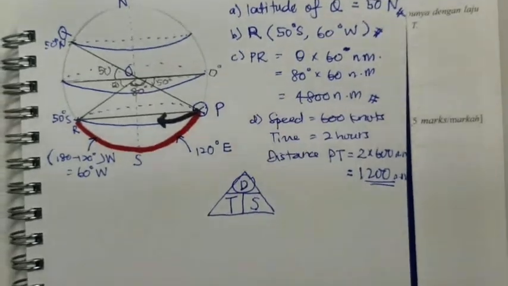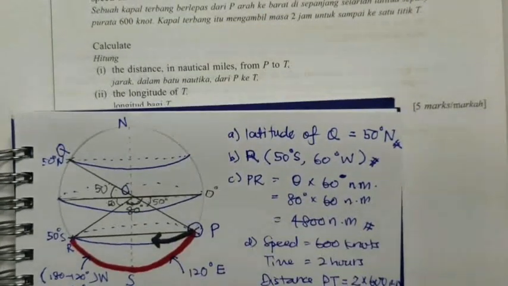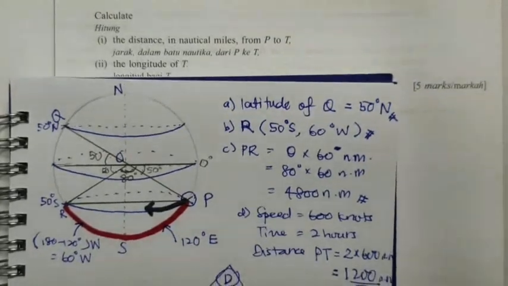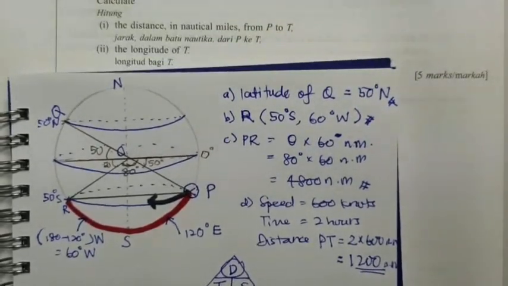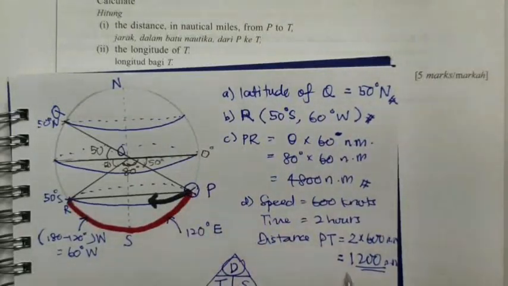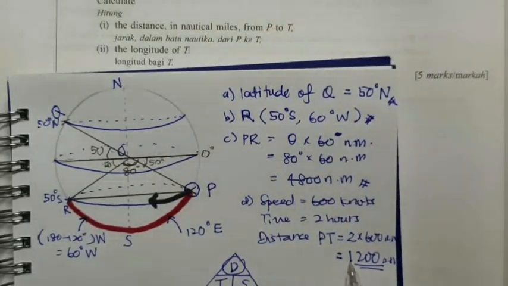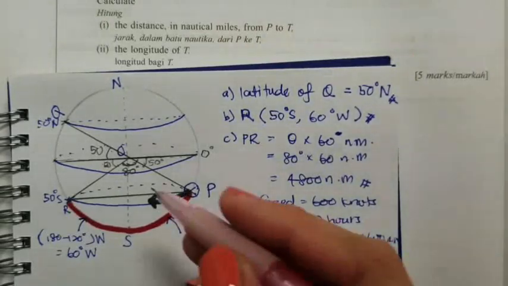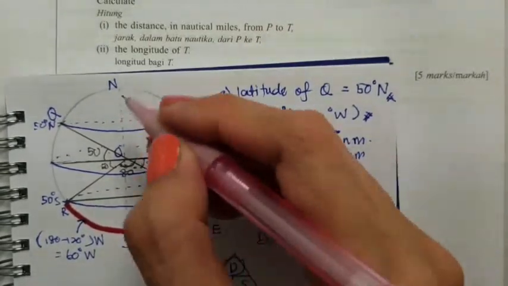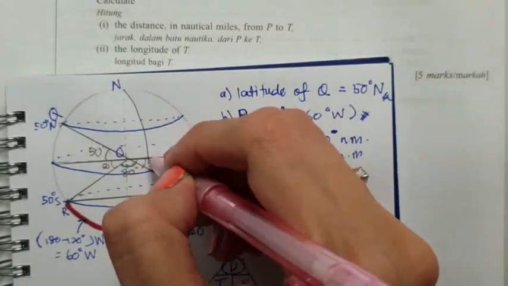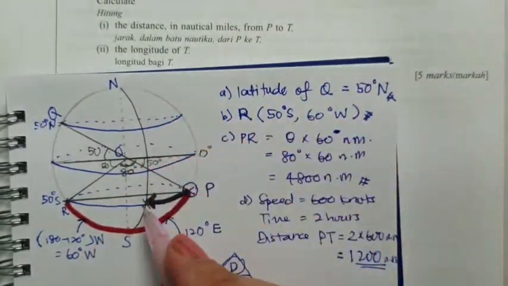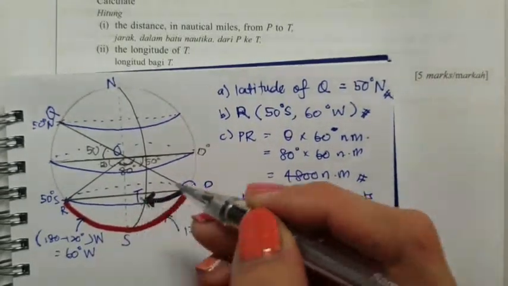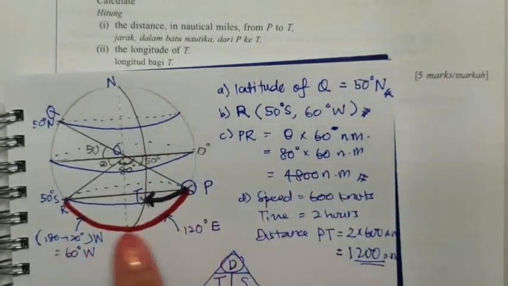Now, next, the longitude of T. How do we find the longitude of T? Now let's look at this. It's only 1,200 nautical miles. That means our T could be somewhere here. And we need to find the longitude whereby the T reside. Okay, the T is over here. So we need to find the distance between the P and the T.